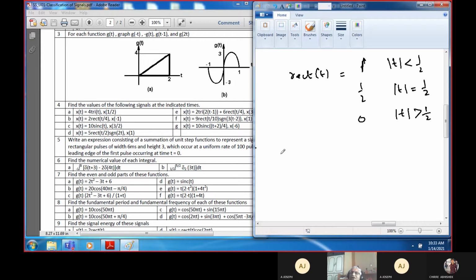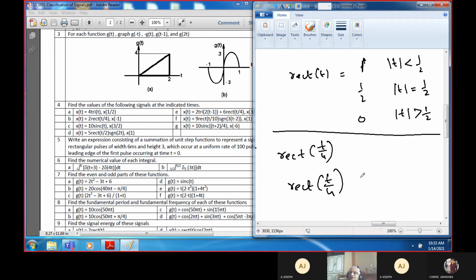This much you know. Now you can't use this formula directly because the problem is asking for the rectangular function of t by 4. So then what you have to do? You have to follow the same formula, but wherever t is there, you have to put t by 4. Let us see that. So rect t by 4. Now we have to define it as equal to 1 for mod t by 4 less than half.